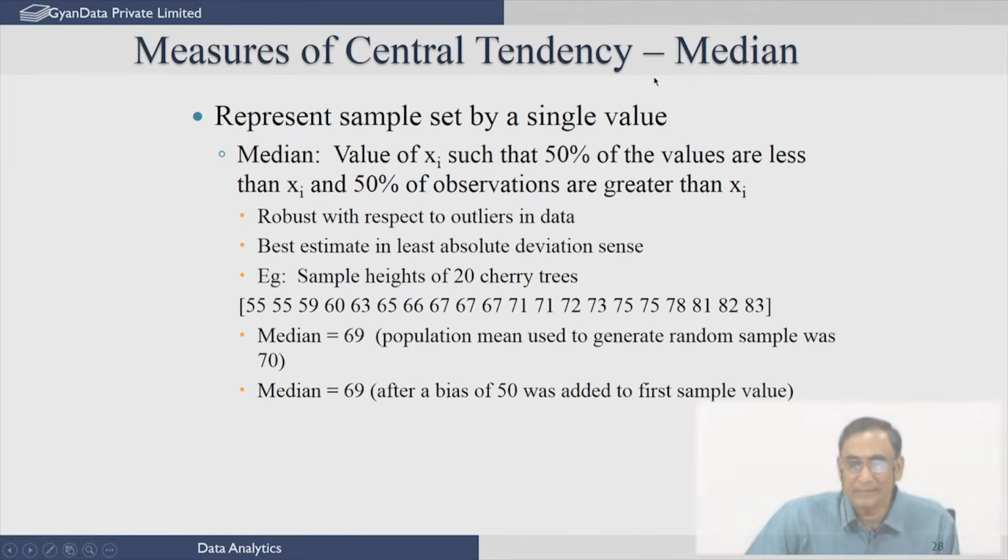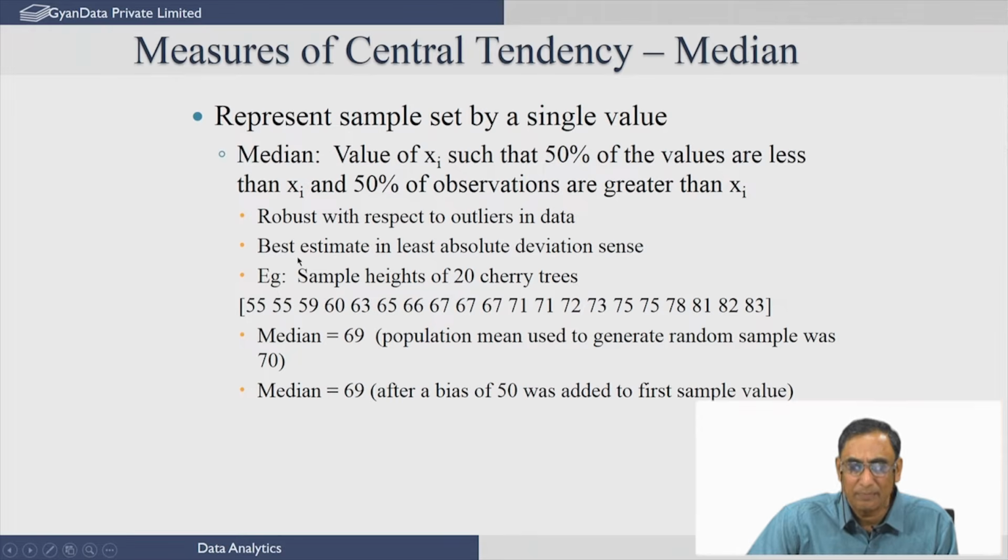Another measure of central tendency is what is called the median. The median is a value such that 50% of the data points lie below this value and 50% of the experimental observations are greater than this value. So, you would like to find that value below which half the data points lie and above which half the data points lie. For doing this, you have to order all the observations from smallest to highest and then find the middle value.